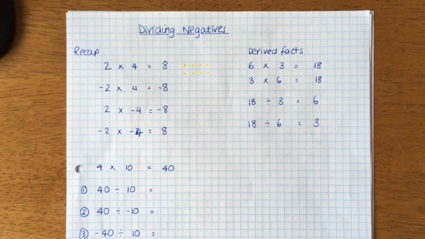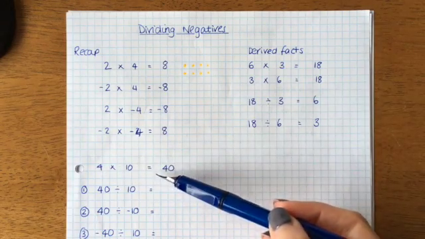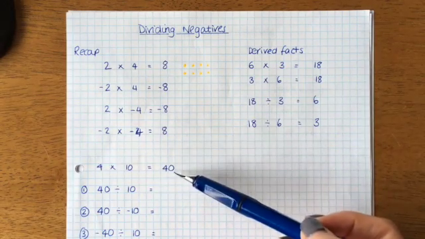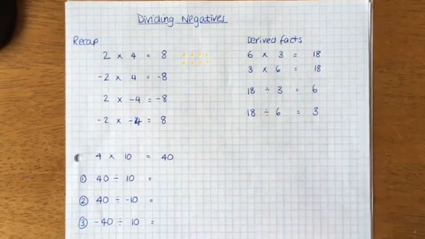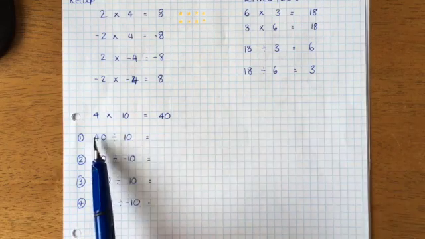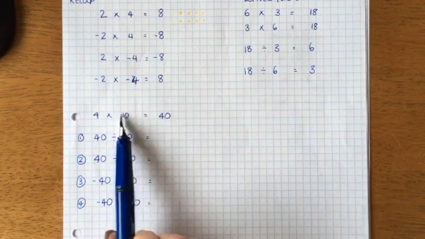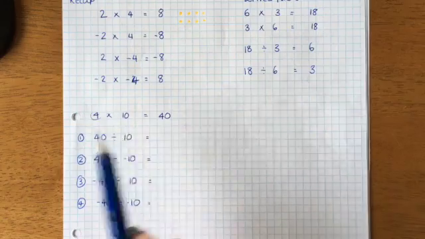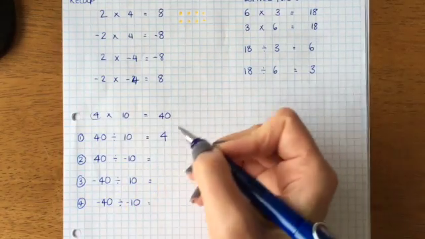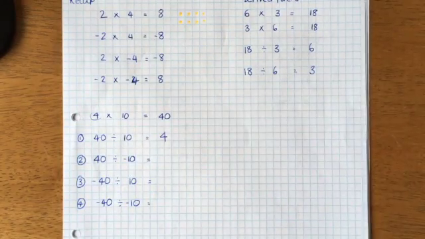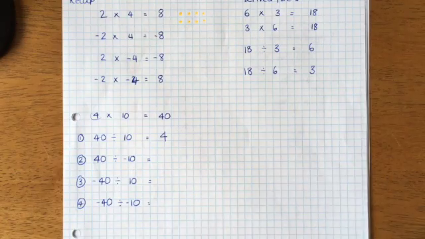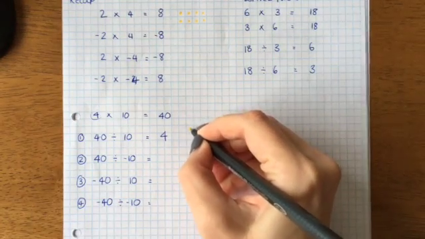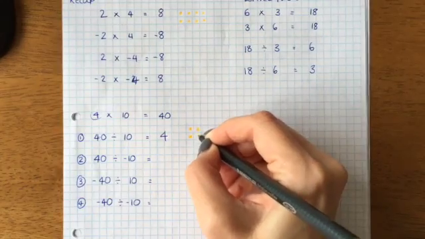So what I've done is I've told you a fact here, that 4 times 10 is 40. We're going to use that fact to help us with these answers. We're going to do the first one. I'm going to do 40 divided by 10. Well, I know because I've used 40 and 10 that my answer is going to be 4. So I know that 40 shared into 10 is 4, and it's positive 4. If I draw that answer out, 1, 2, 3, 4.